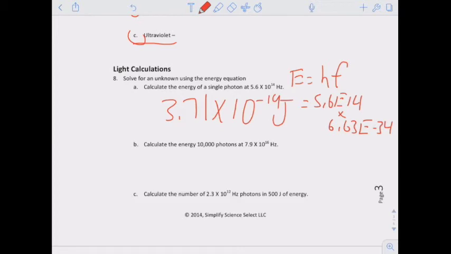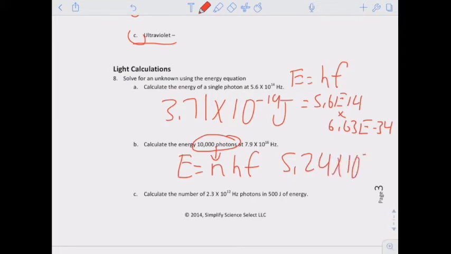On B, the only difference here, we're going to use the same equation, except there's 10,000 photons. So the equation is now going to look like E equals the 10,000, which would be the N, times Planck's constant times frequency. Plugging all those numbers in, we should get an answer of right around 5.24 times 10 to the negative 13th joules. And then lastly, looking at this one, see if you can figure this one out. I'll give you a couple hints.